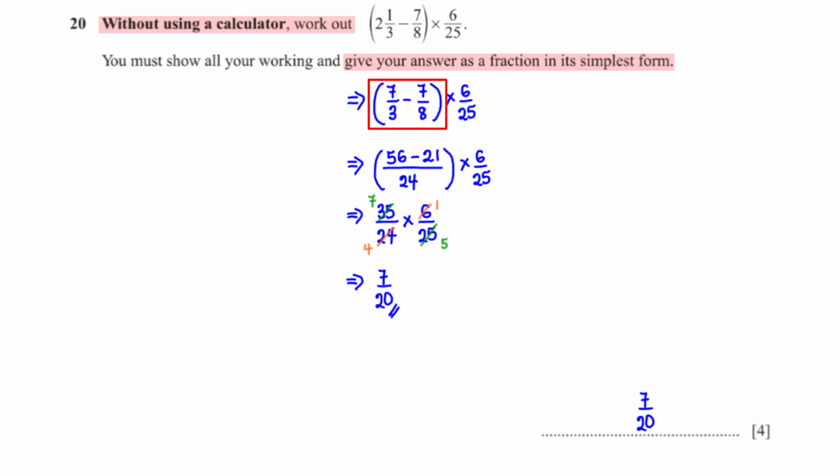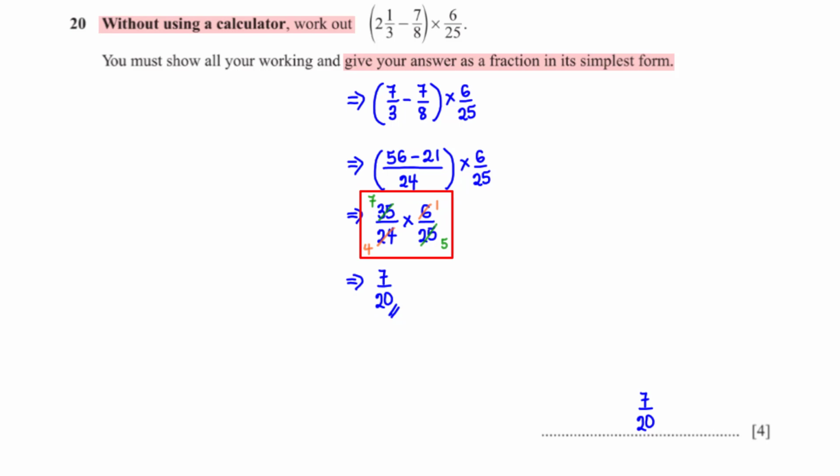The LCM for the denominators 3 and 8 is 24. For 7 over 3, since we multiply the denominator, which is 3, by 8 to get the LCM, we also need to multiply the numerator 7 by 8, which gives us 56. For 7 over 8, since we multiply the denominator, which is 8, by 3 to get the LCM, we also need to multiply the numerator 7 by 3, which gives us 21. 56 minus 21 is 35, so we have 35 over 24 times 6 over 25.